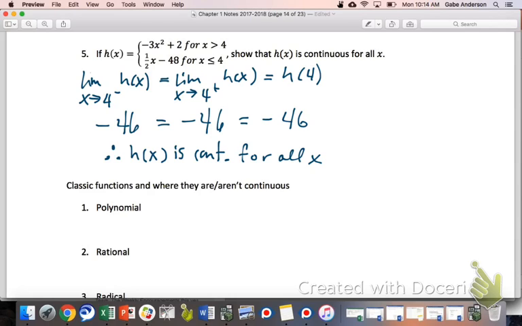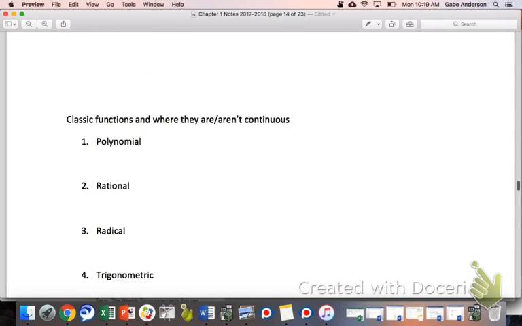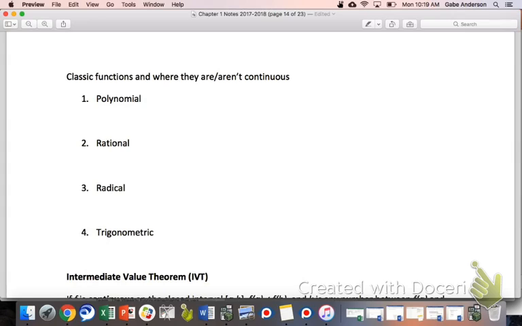Let's finish this up. So classic functions and their continuity. So we've hinted at this for sure. Polynomials, those are our friends, right? Polynomials are super nice. They are always continuous. Examples of polynomials would be lines, quadratics, cubics, quartics, 5th degree, 6th degree, on down the list. Those are all polynomials, and all polynomials are always continuous for all x. So it's kind of nice when you see a polynomial, you could just jump right there.